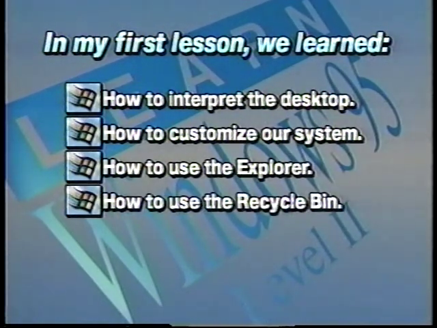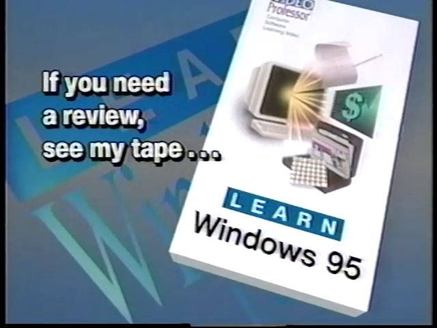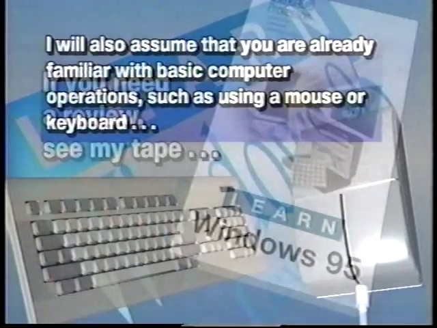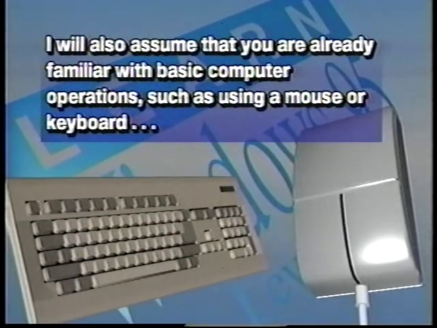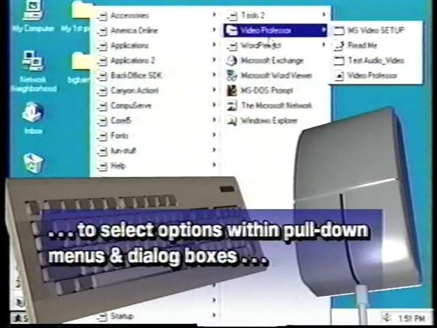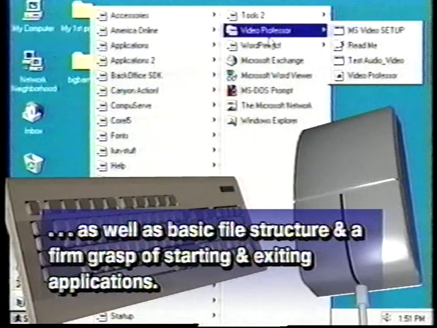Viewers, to effectively comprehend the subjects in this lesson, you should have a clear understanding of the subjects covered in my first lesson. If you need a review of the subject matter, please see my tape Learning Windows 95, Level 1. I will also assume that you are already familiar with basic computer operations, such as using a mouse or keyboard to select options within pull-down menus and dialog boxes, as well as basic file structure and a firm grasp of starting and exiting applications.